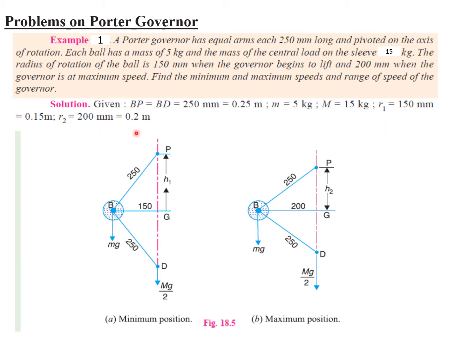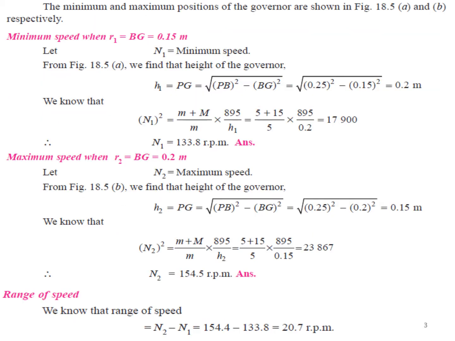R2 is 200 mm, it is 0.2 meters. So first we have to calculate the value of H1 and then H2, and then we have to calculate N1 and N2, and then we have to find out the range. As it is shown in the figure, the minimum and maximum positions are shown. First, for the minimum speed, that is R1, BG is equal to 0.15 meters, we calculate the minimum speed.